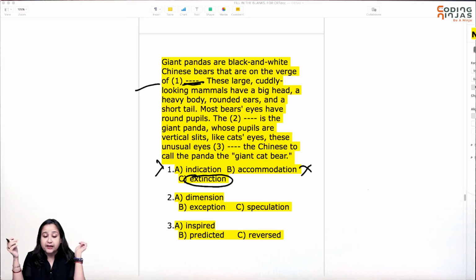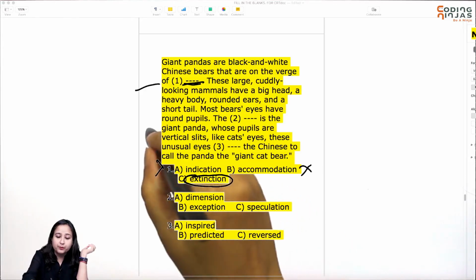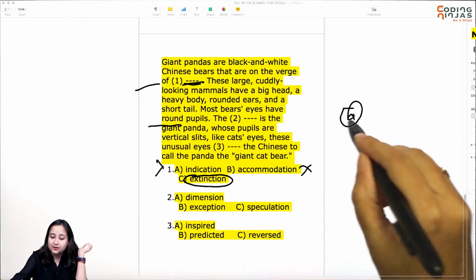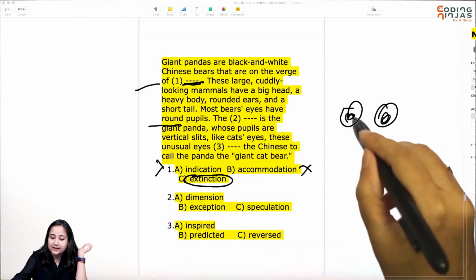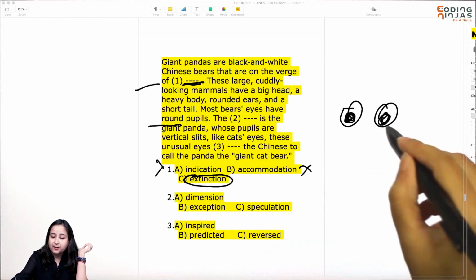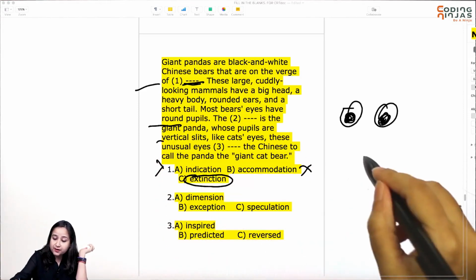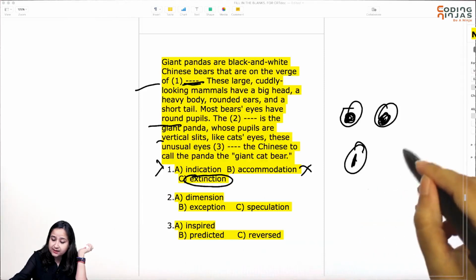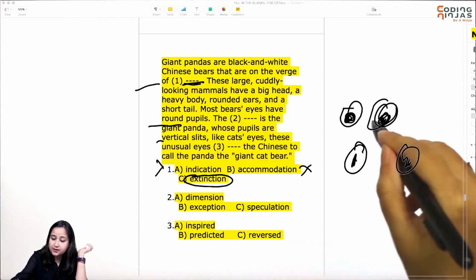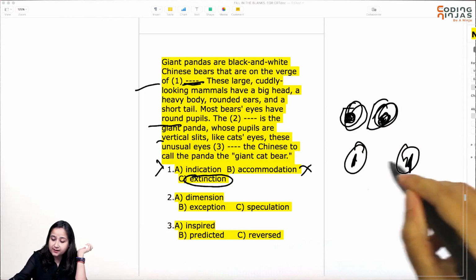These large cuddly looking mammals have a big head, heavy body, rounded ears and a short tail. So they are very cute to look at. Most bears' eyes have round pupils. The eyes are round. The black part is round. But here, now, the dash is the giant panda. Now, here something different. Whose pupil is vertical. So here the eye has vertical slits. Instead of round slits, the eye is vertical here.